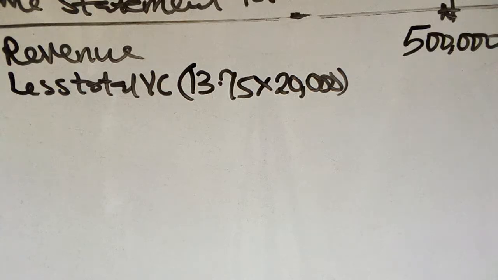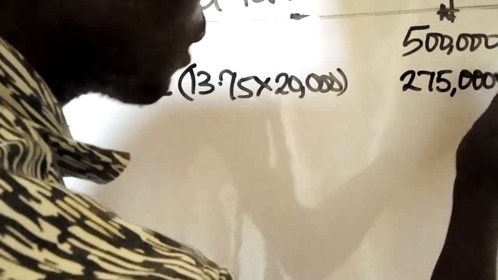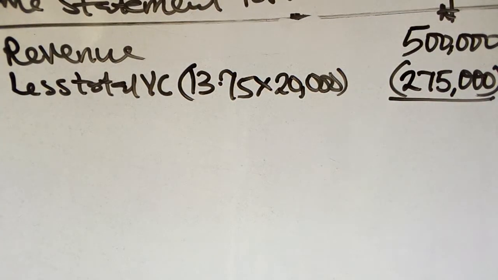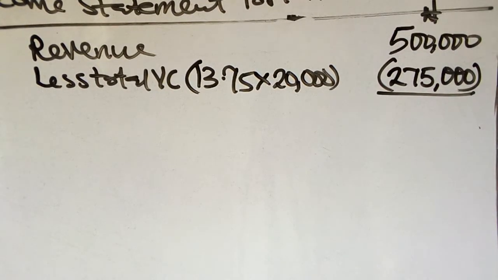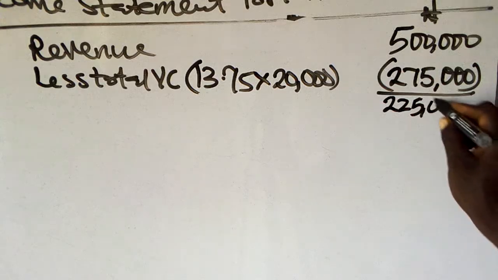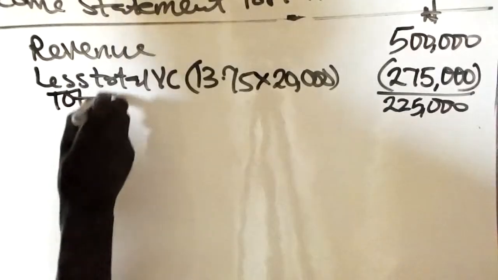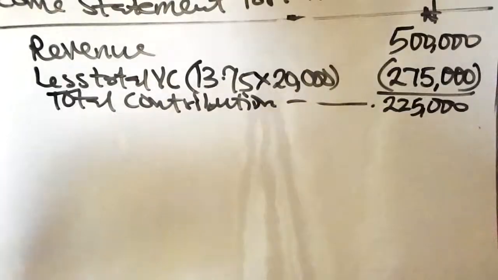20,000 times 13.75, then we have 275,000. That is the total variable cost from 19A. When you less the total variable cost from the total sales revenue, 500,000 minus variable cost of 275,000, then you have the difference of 225,000. That is the total contribution. The total contribution from 19A is 225,000.